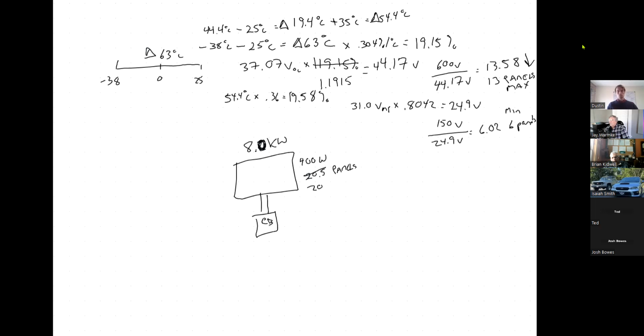Go ahead, Josh, and then back to you, Ted. Sorry, I have a question about the temperature coefficient. Say you are going to be installing an array in an area that can reach negative 30 degrees Fahrenheit. If that area also experiences high winds around that time of the year, would you need to try to factor in an additional few degrees for wind chill?